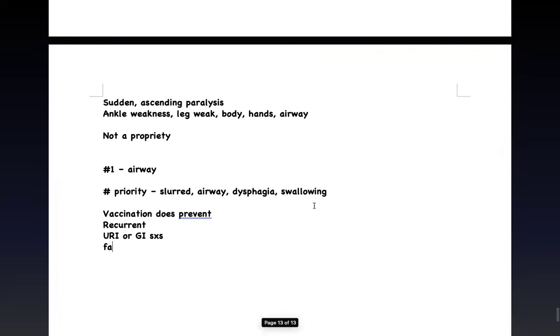Family members are not protected. And there's no test, no genetic testing to look for Guillain-Barré syndrome, right? They don't have to do that, right? It's also not infectious. So these are the things you tell them.